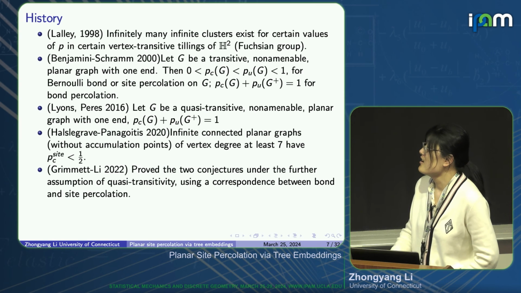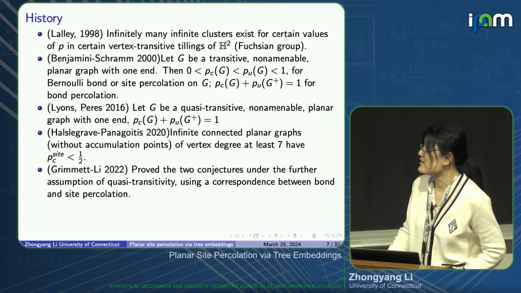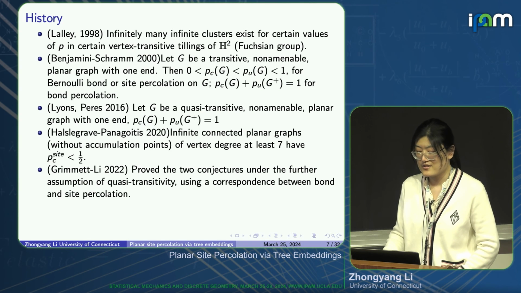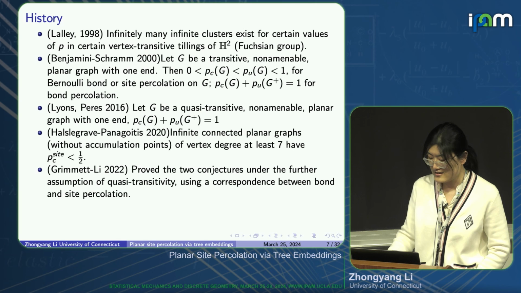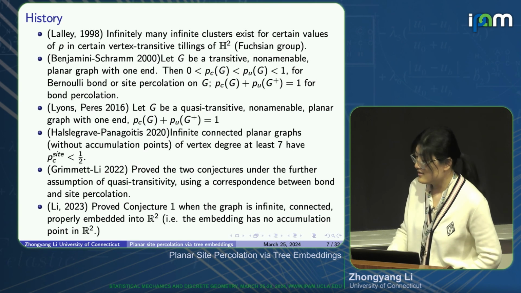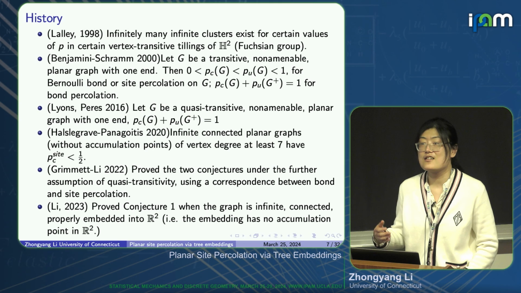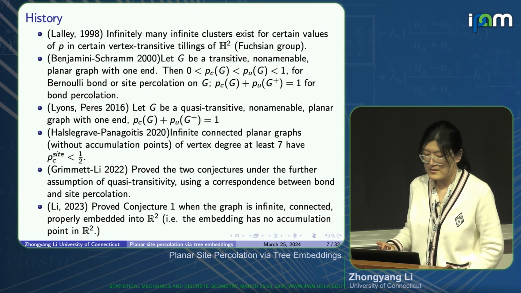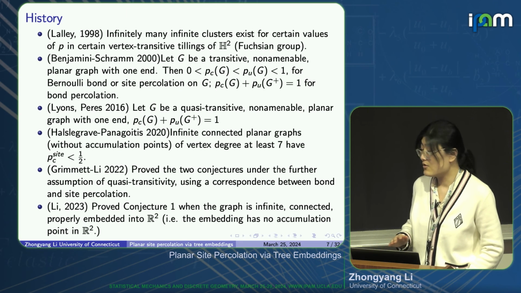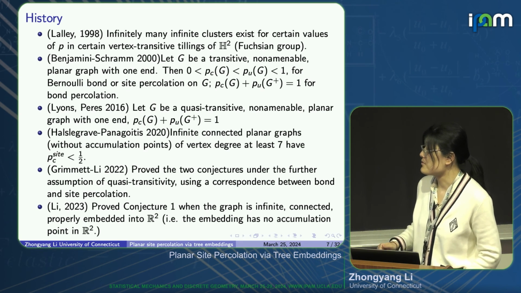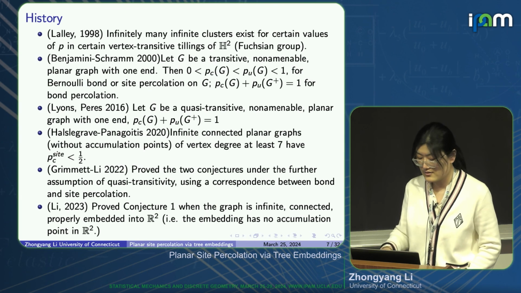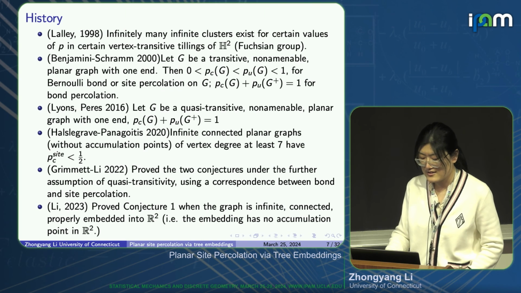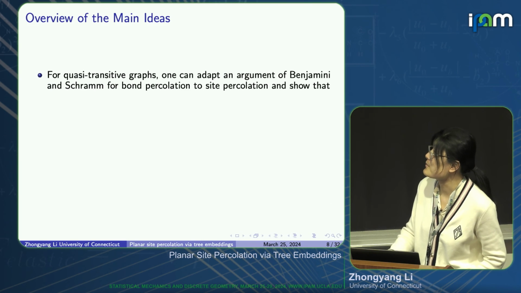And then in 2022, we can prove these two conjectures under the further assumption of quasi-transitivity. This is by a correspondence between bond and site percolation. And then we can prove the first conjecture, which assumes a planar graph with vertex degree at least 7, when this graph is infinite, connected, properly embedded into the plane. So properly embedded basically means without accumulation points. And so this latest result does not assume quasi-transitivity. So I think it solves the first conjecture I was talking about.